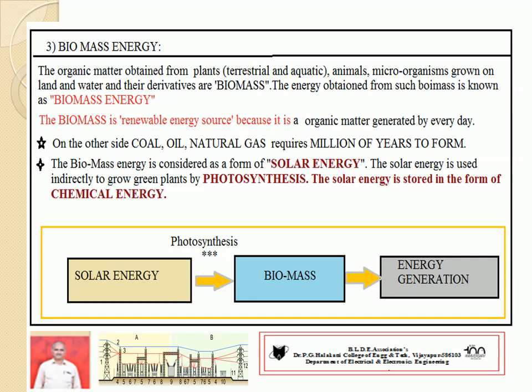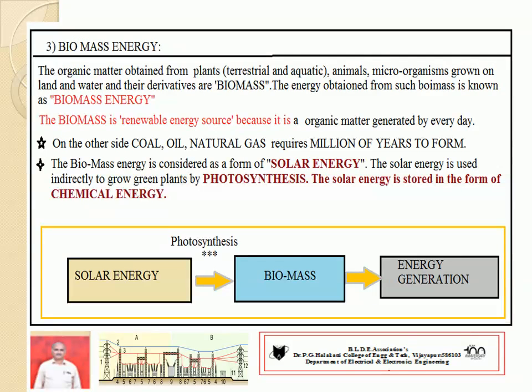Biomass energy: biomass is organic matter obtained from plants, animals or microorganisms grown on land and water, and their derivatives. The energy obtained from such biomass is referred to as biomass energy. Biomass energy is in the group of renewable energy sources because it is organic matter that can be generated every day.